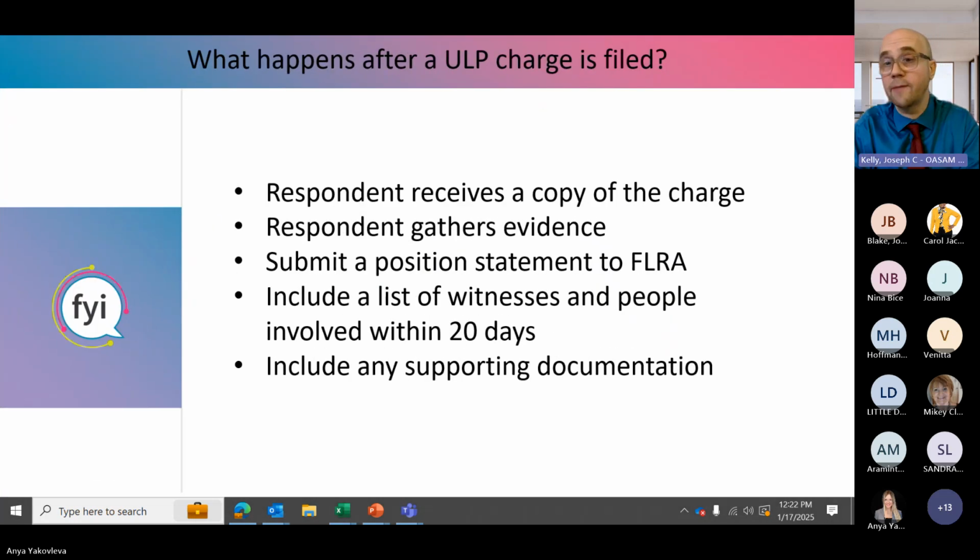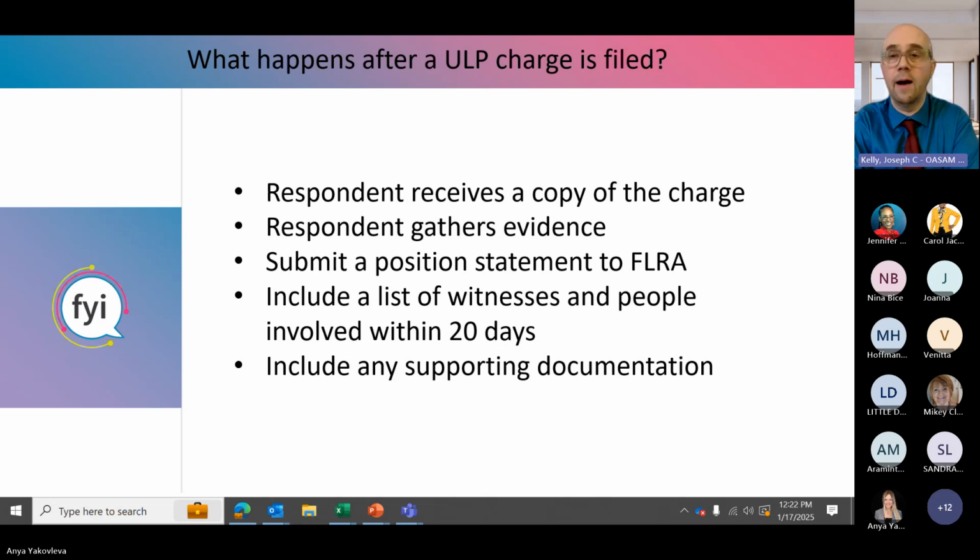So what happens after a charging party files an unfair labor practice charge? The respondent, in this case, I'll say it's an agency because it's usually an agency, is the responding party. The agency is the one receiving the charge from the union. The respondent agency receives a copy of the charge at the time that it's filed.